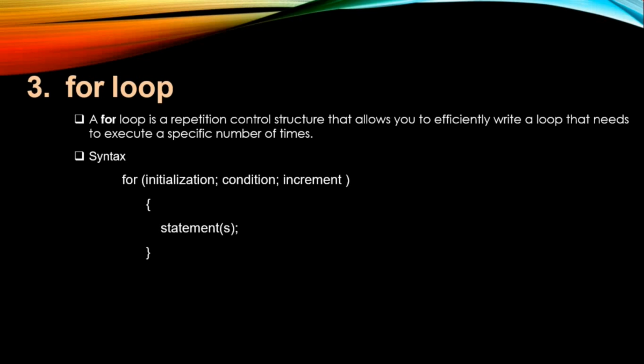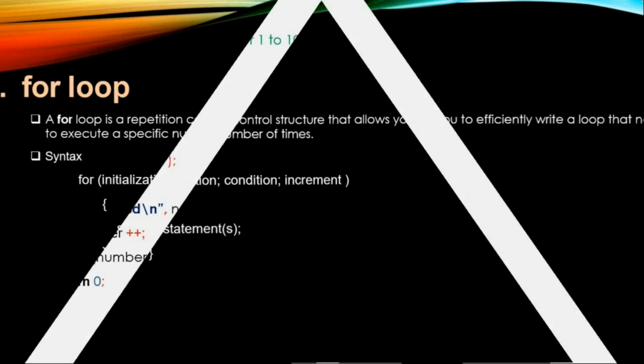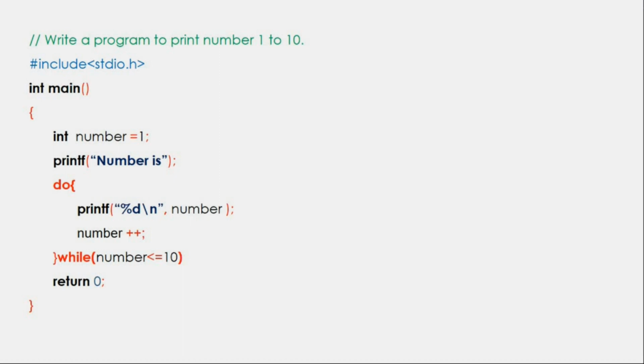Let's move to the coding section and see the example of how it works. This is a do while loop program discussed in the previous video. In this video, we implement a for loop instead of the do while loop. First, let's take a look at the original do while loop program. It initializes a variable number equals to 1, and then prints the numbers from 1 to 10 using a do while loop. First of all, remove the do while loop block in this code.